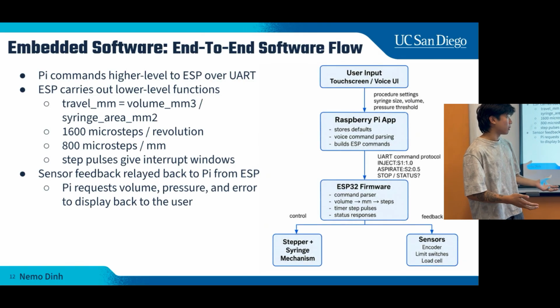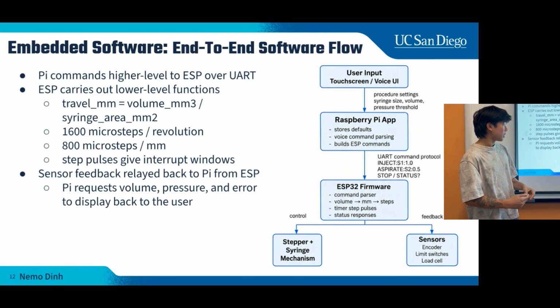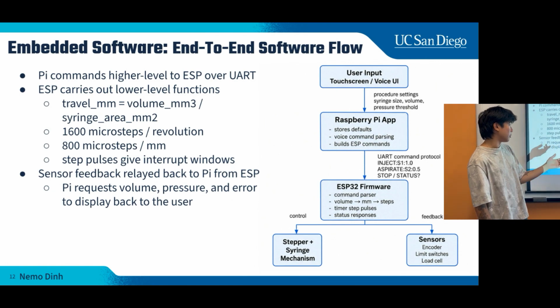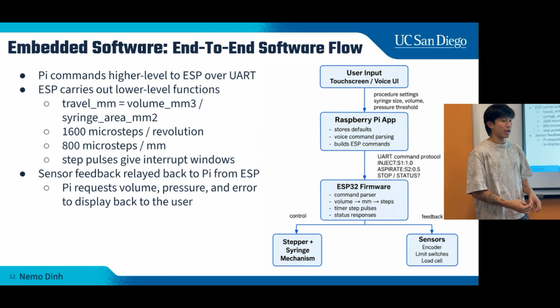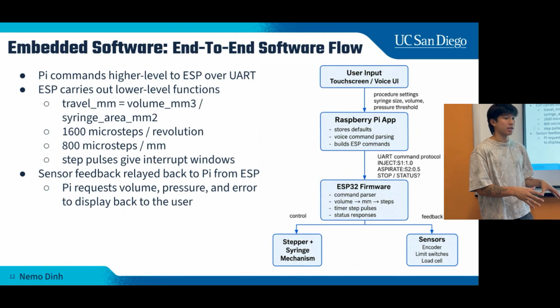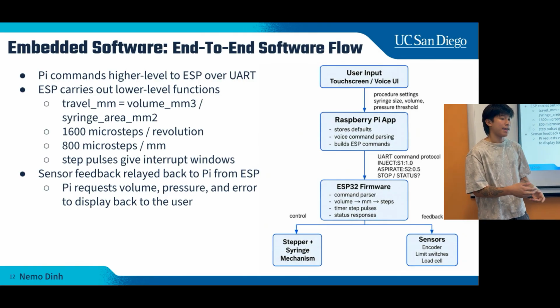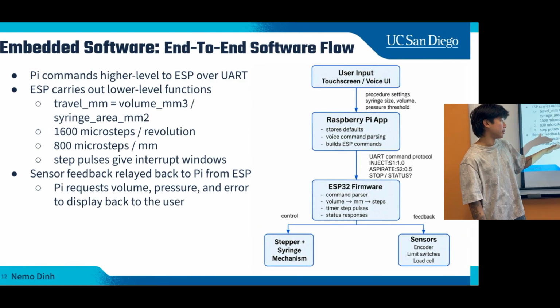The ESP handles all this, but it also handles the sensor feedback. This sensor feedback includes things like volume and pressure, and those values are handled and calculated within the ESP just in case it goes over the pressure threshold, and then those values are relayed back to the Pi to display to the user.